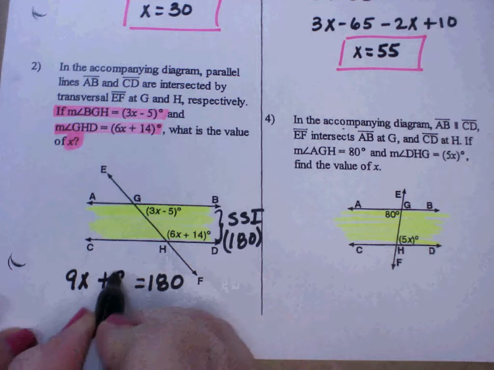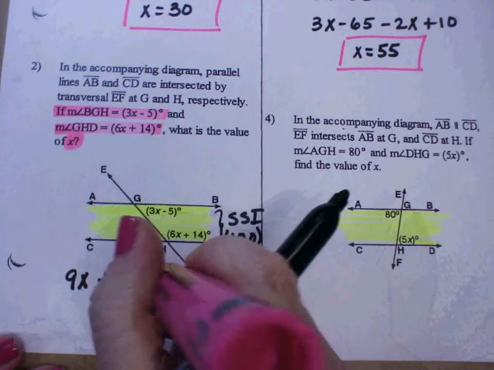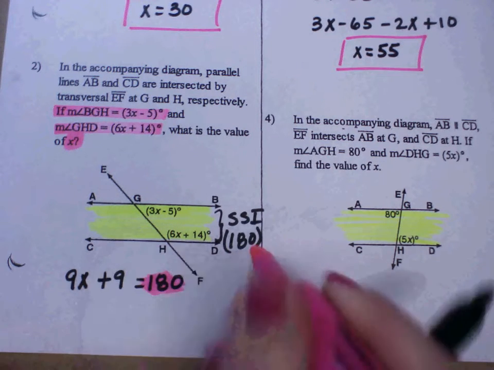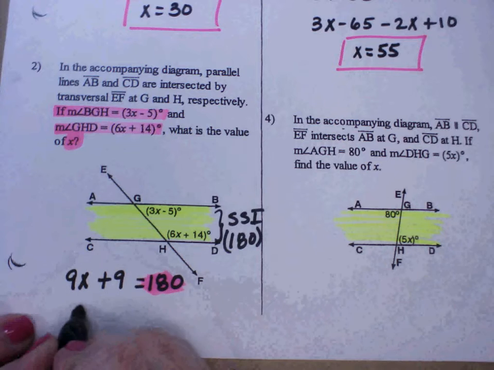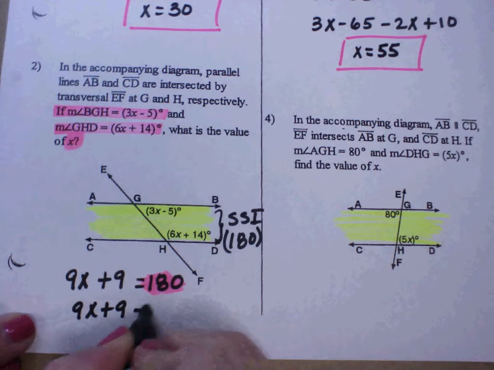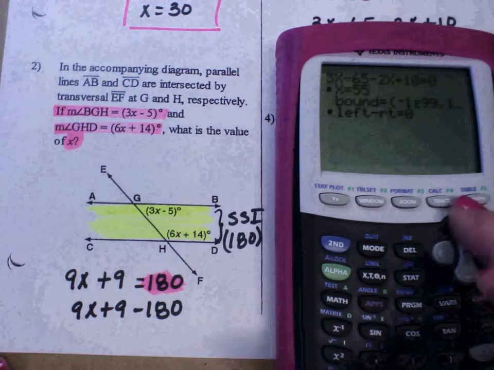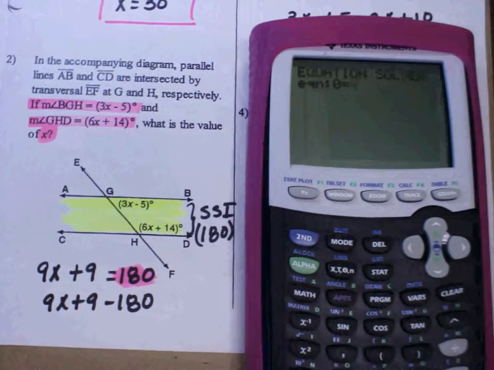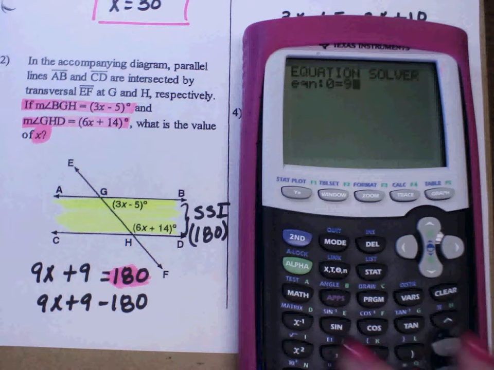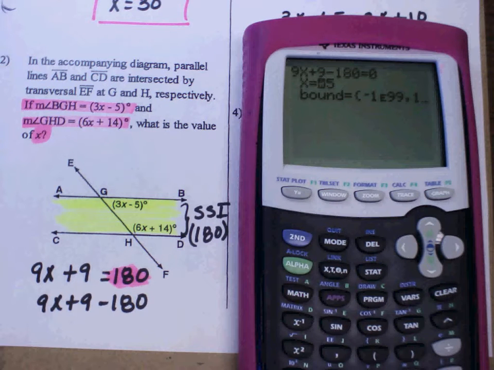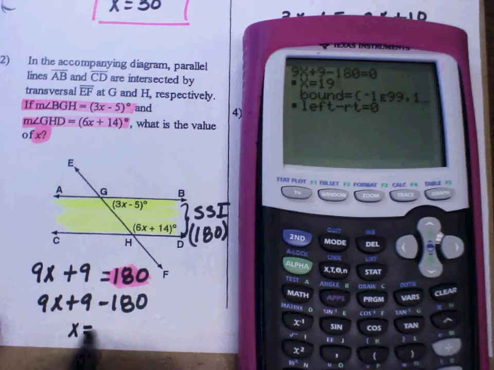9. Very good. So highlight what you're going to move. Copy down what you haven't highlighted. Everything you're moving to its opposite, calculator takes over. What do we got? Very good. X equals 19.